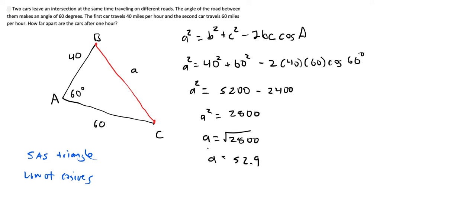So we can determine that the straight line distance between these two cars, assuming that they're traveling on straight roads, based on this triangle and this scenario, is 52.9 miles.